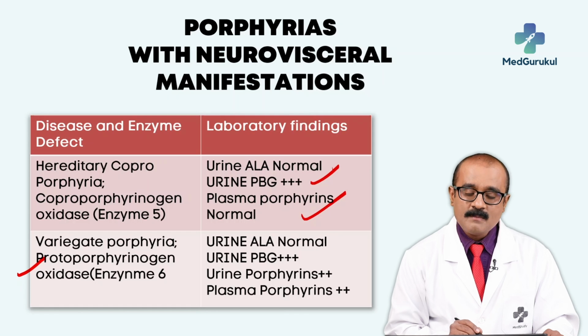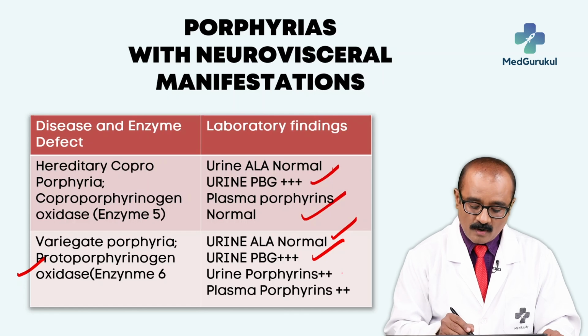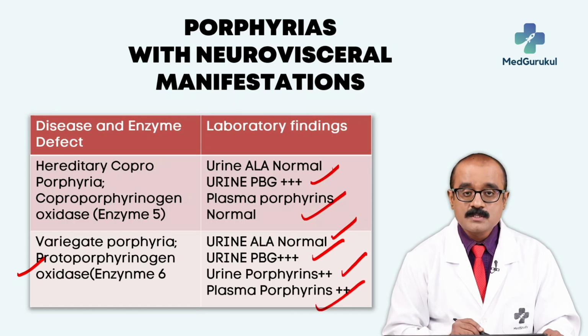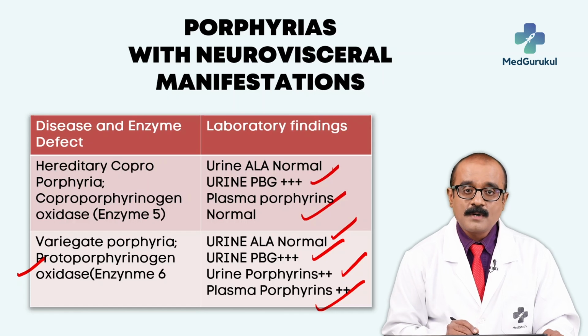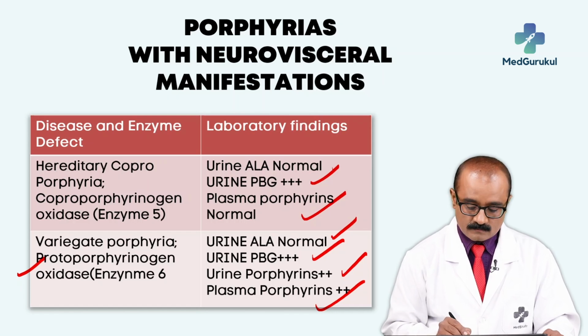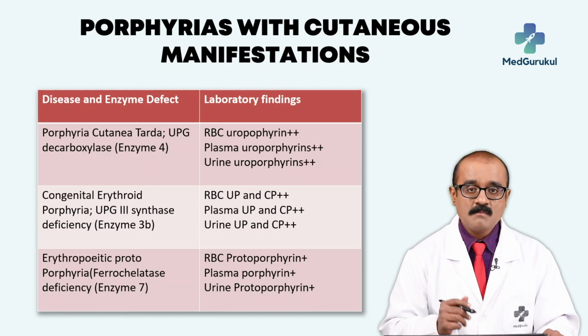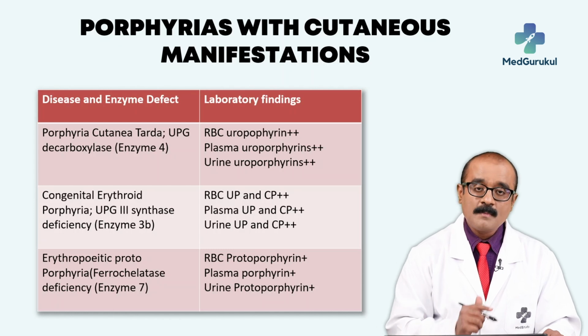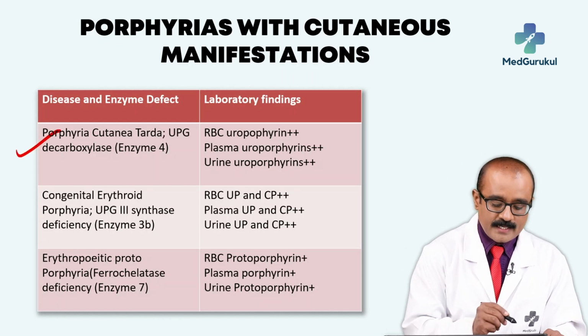So, what are the lab investigations? Urine ALA is normal, urinary PBG is present, but here the urine porphyrins as well as the plasma porphyrins start accumulating. That means the fluorescent property can be seen in variegate porphyria. The next one is porphyria with cutaneous manifestations. So, they have more of skin manifestations. The most common example is the second most common type of porphyria, that is Porphyria cutanea tarda.